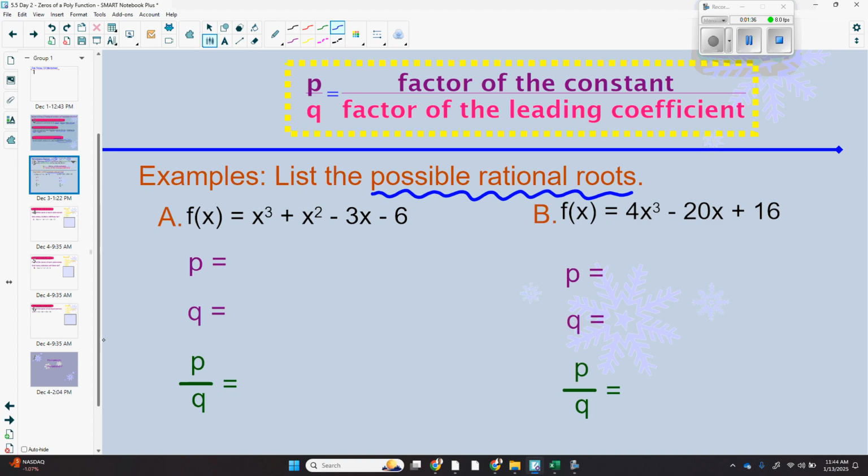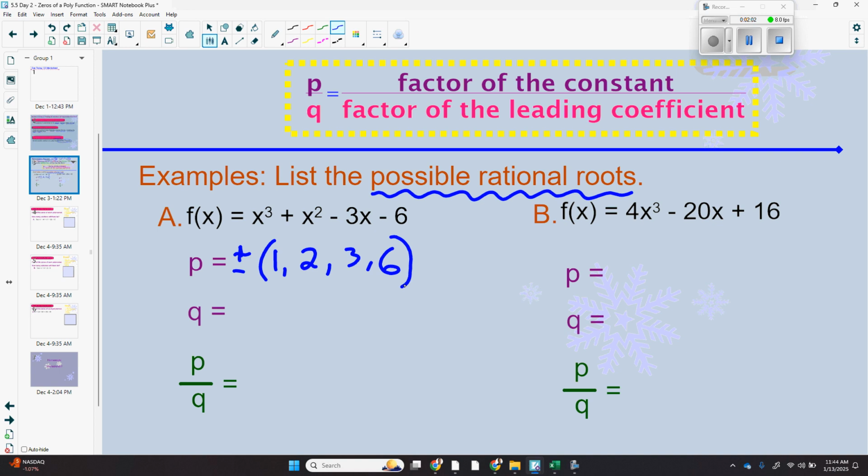If you look at what it has, our p value is going to be the factors of my constant term, in this case 6. And I know factors of 6 are going to be 1, 2, 3, and 6. However, I also need plus or minus. I need both the positive and negative versions of those, so I'll say plus or minus that group. So it's kind of like 8 different factors there, all the positive ones and all the negative ones, 4 and 4.